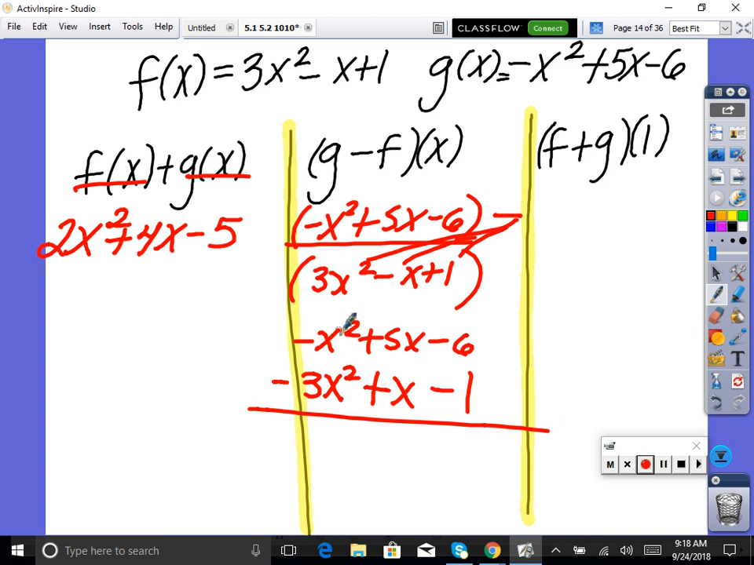Now add straight down. Negative 1x squared minus 3x squared, negative 4x squared. So then plus 6x, right? Minus 7.